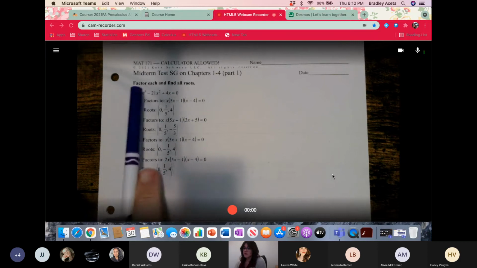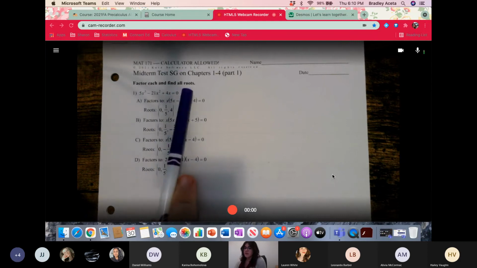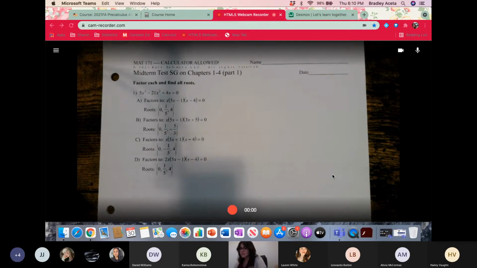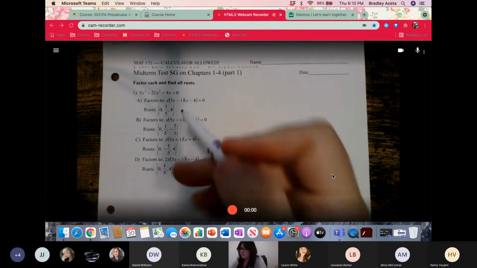Here is the question. It says factor each and find all the roots. And then it gives you multiple choice. So this is really good news for you because you're like, oh, I can do that. So here's what I'm expecting.